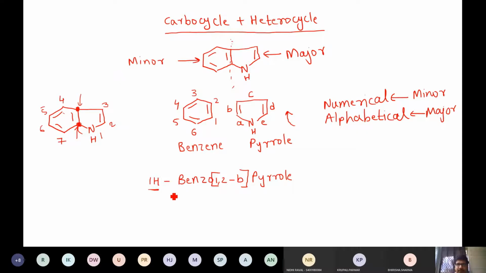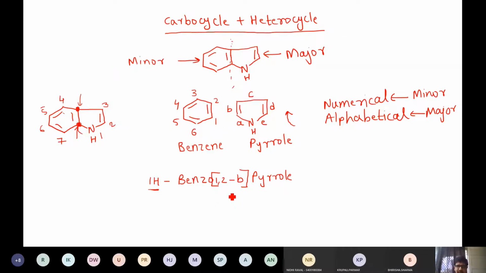Now, you can see here that whenever it is a benzene ring, the bridge is always going to get 1 and 2 numbers. Are you agreeing with this statement? Whenever there is a carbocyclic ring, the bridge is always going to get 1 and 2 numbers.